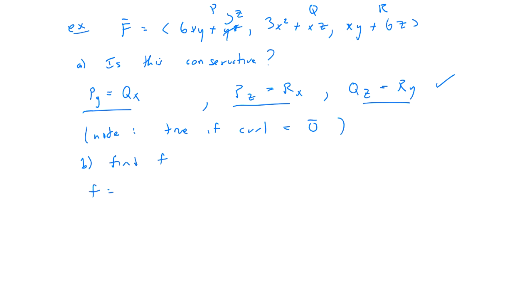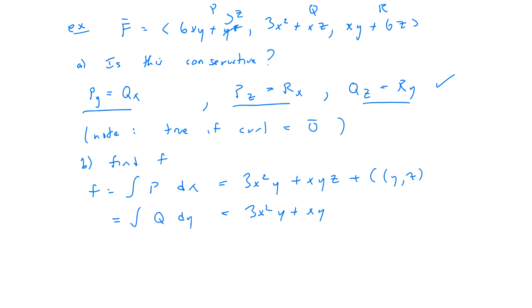And now let's get the potential function. I'm going to do it the same way as the last one. So it's the integral of P with respect to x, which is 3x squared y plus xyz, plus, I might be missing functions just in terms of y and z. It's also equal to the integral of Q with respect to y, which is 3x squared y plus xyz, plus, now I might be missing x and z's.